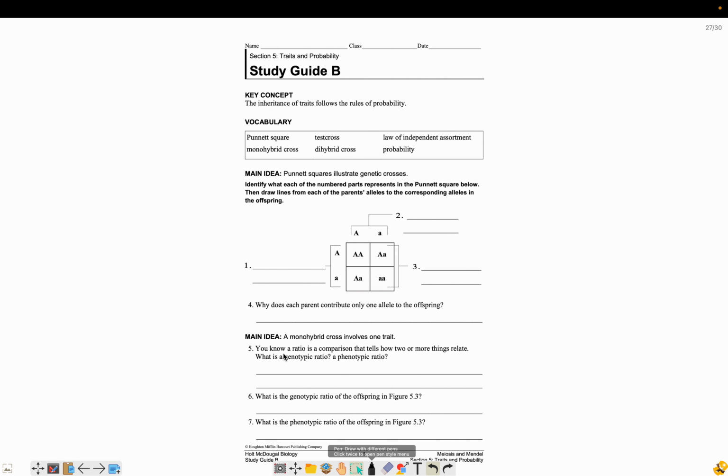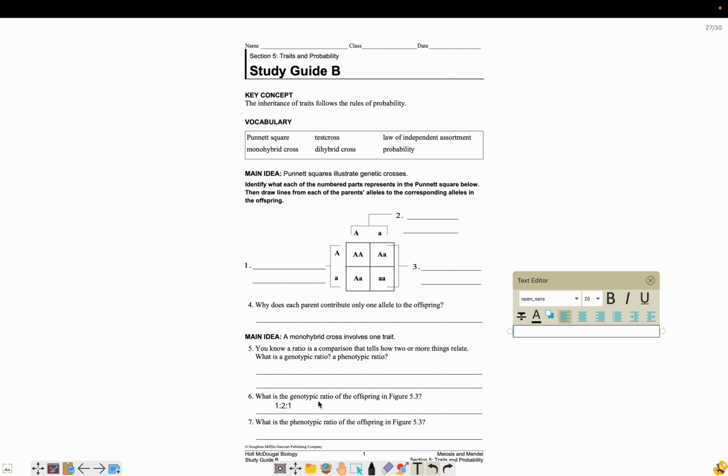All right, and I kind of just gave you the answer for number 6. What is the genotypic ratio of the offspring in figure 5.3? Right here. The genotypic ratio, you have 1 out of 4 that's big A, big A, 2 out of 4 that's big A, little a, and you got 1 out of 4 that's little a, little a. And the way you would write that here technically is a 1 to 2 to 1 ratio. It'd be like this: 1 to 2 to 1. That means you have 1 that's homozygous dominant, 2 that's heterozygous, and 1 that's homozygous recessive.